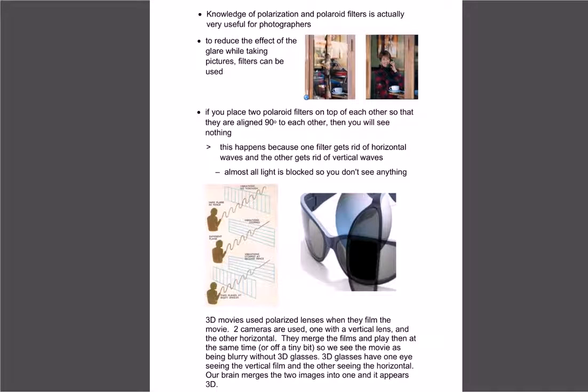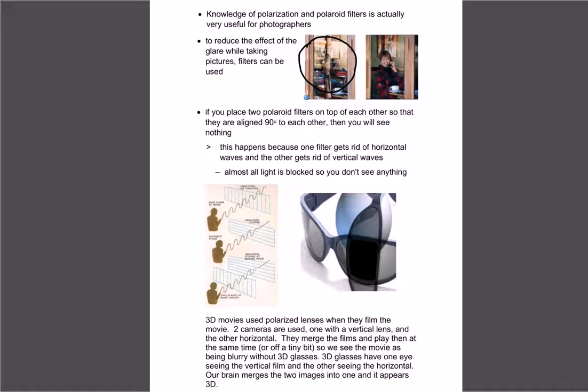So because of that, knowing how to use polarizing lenses can actually work pretty good for photographers. You can see in this picture, there's a woman talking on the phone, and we're taking a picture through the window. In this first picture, you get glare off the window, and you can't really see much. If we put a filter on it, we would see that.